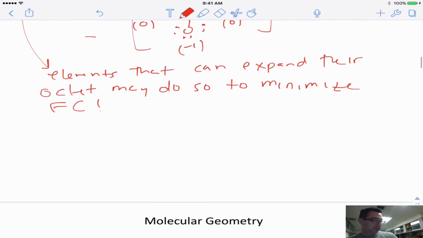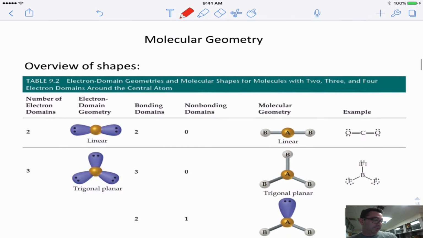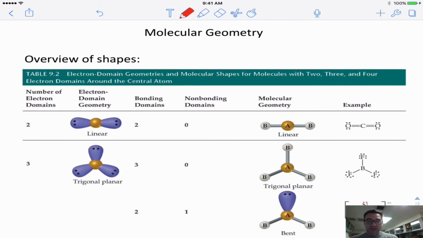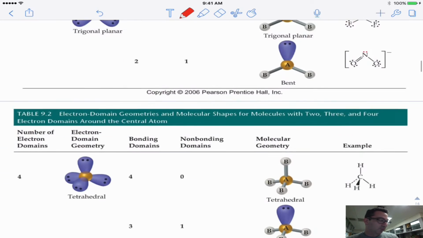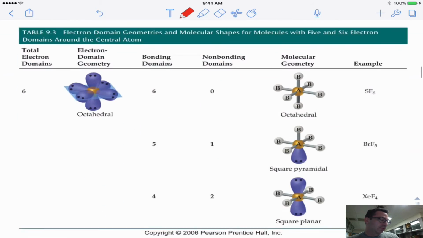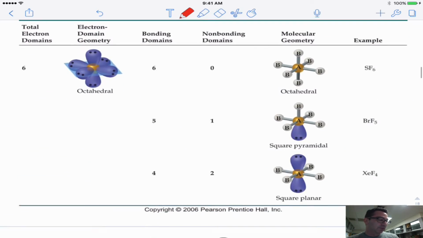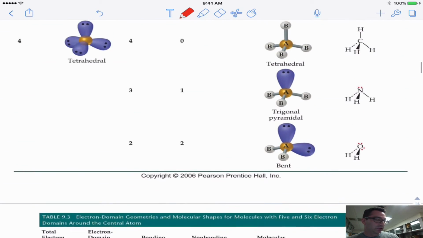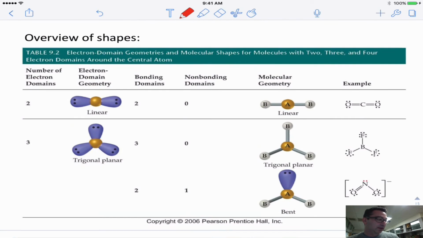Okay, so let's talk about the molecular geometry. So this is one of the really important things you have to memorize. You have to know this chart. And this chart goes on for 1 page, 2 pages, 3 pages, 4 pages. I believe that there are 13 different shapes that you need to know. Now, what are the shapes?